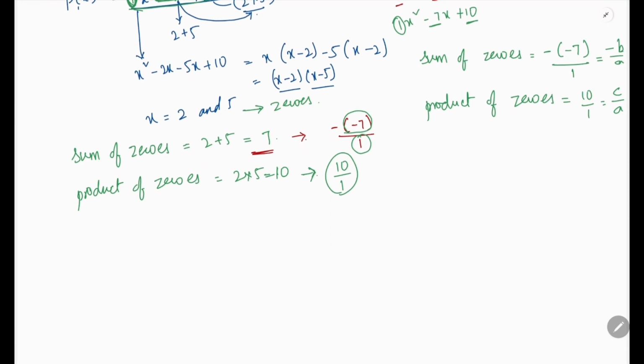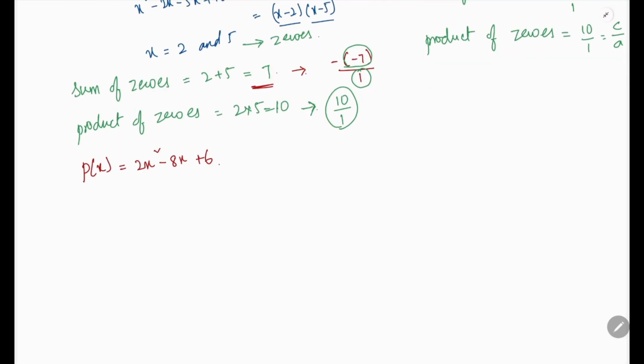If we take another example, take a quadratic polynomial p of x equal to 2x square minus 8x plus 6. How do you take out the zeros? Here 2x square minus 8x plus 6 equal to 0. How do you take out the roots?